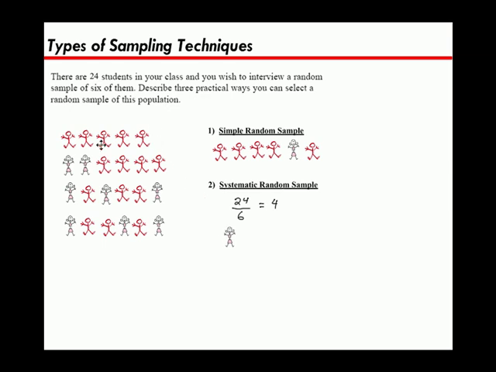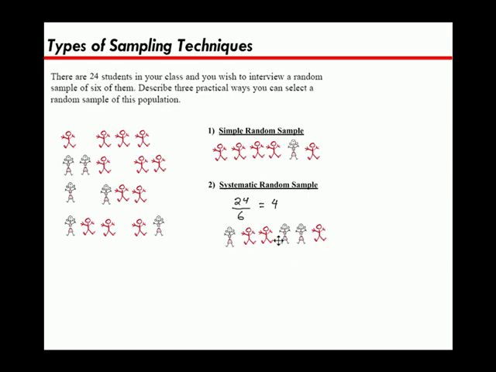Now I count 4 again. 1, 2, 3, 4. And I keep doing that. Now here I'm going to go back to the start of the class because I've run out of people. 1, 2, 3, 4. And now I've got my 6 people selected.